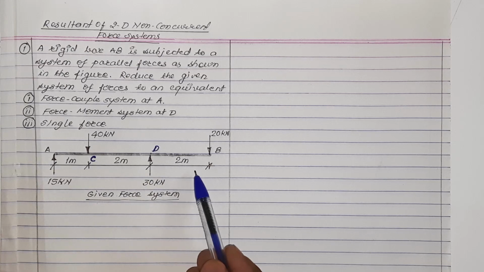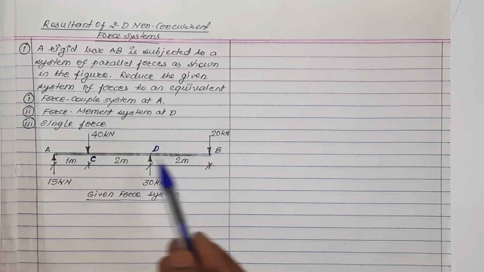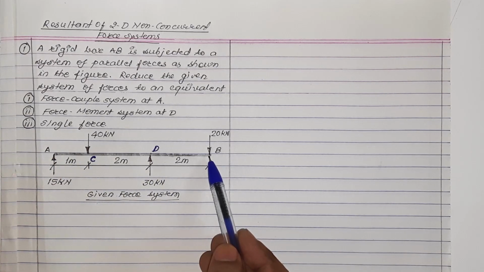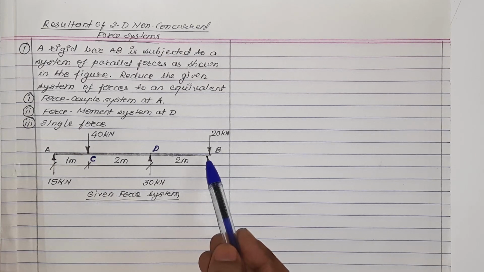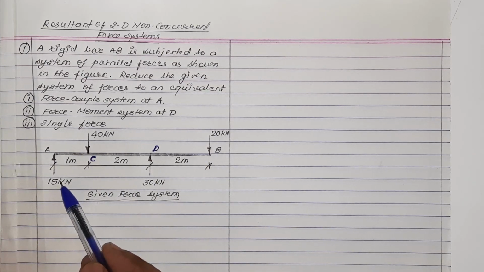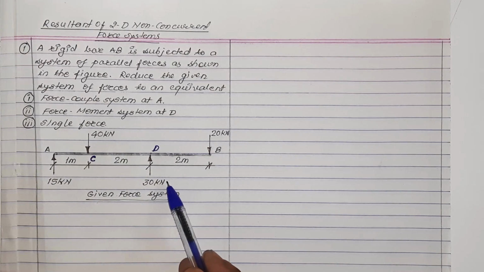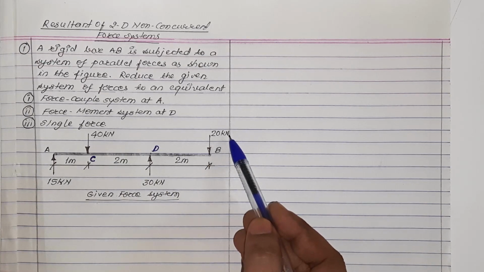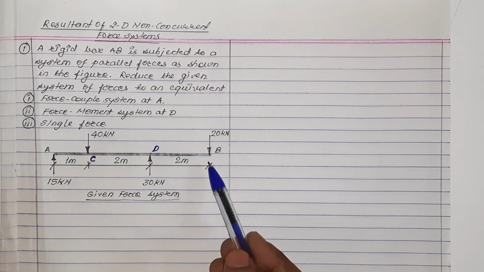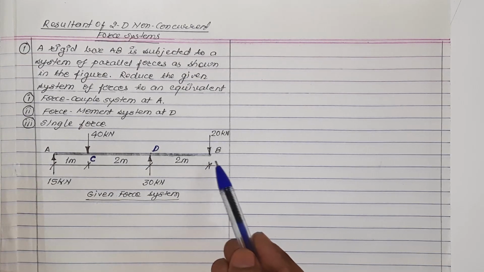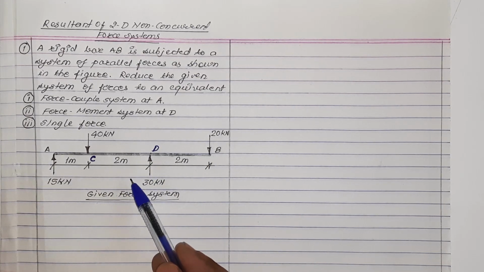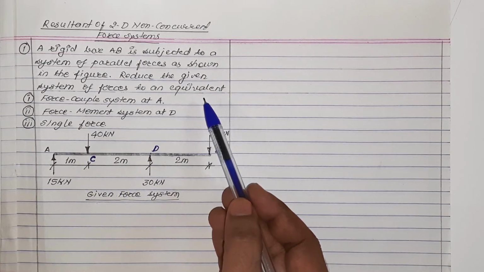Here is the diagram which is given. AB is a rigid bar which is subjected to 4 vertical forces, 15 kilonewton upward, 40 kilonewton downward, 30 kilonewton upward and 20 kilonewton downward at different points of application. These 4 forces we want to replace by an equivalent system.